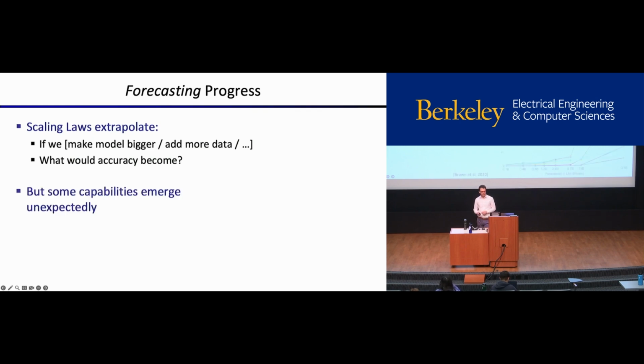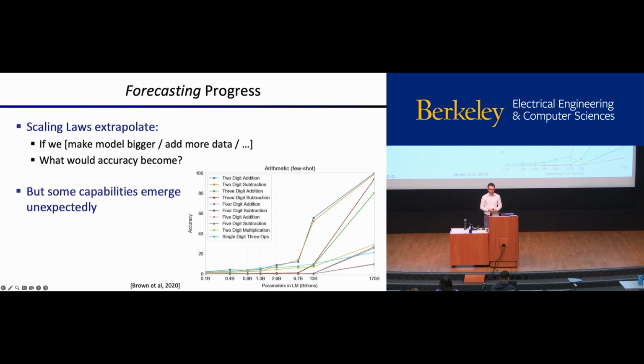Some capabilities can emerge unexpectedly once these models become really big. After a certain size, 13 billion parameters in these language models, suddenly you get a big jump. And then at 175 billion, you see a lot of other models have a big jump in performance. So we should be paying attention to these kinds of things and making sure that when models do things unexpectedly, they do what we want.